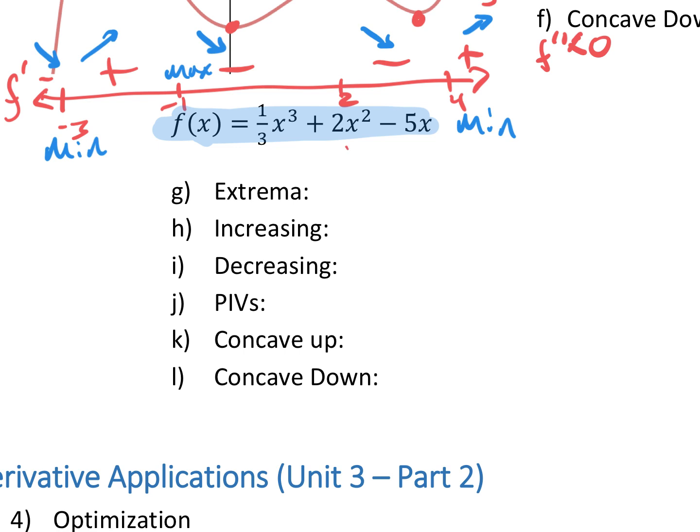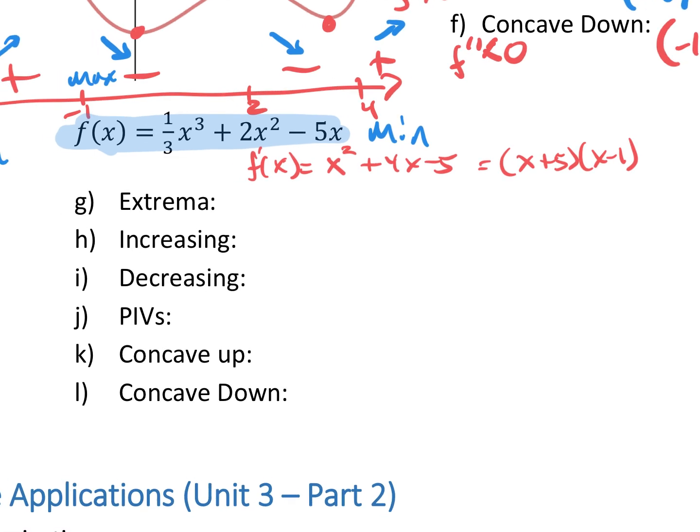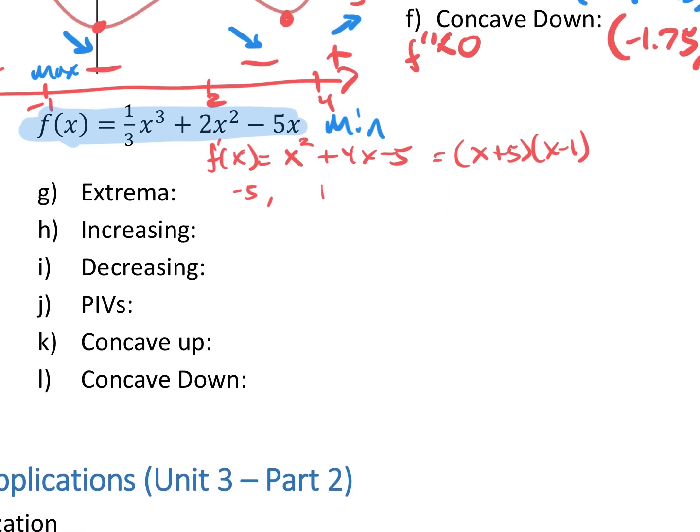So if we find the first derivative, f prime of x is, drop the 3 and we get 1x squared plus 4x minus 5, which, by the way, factors into x plus 5, x minus 1. Okay. And we're going to want to set that equal to 0. And we get extremas at -5 and at 1. And we'll come back and see if they're mins or maxes here.